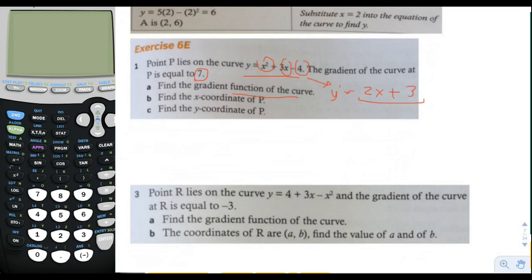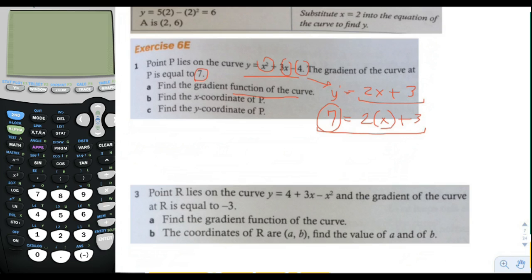Find the x-coordinate of P. Okay, so what we know about P is that at P, the gradient is 7. The gradient is, you remember, the derivative. So we know that y prime is 7 at the x-coordinate of P. If we could find this x here, that would be the x-coordinate of P. We know that the gradient is 7. When is the gradient 7? Well, the gradient is 7 when this equation is satisfied.